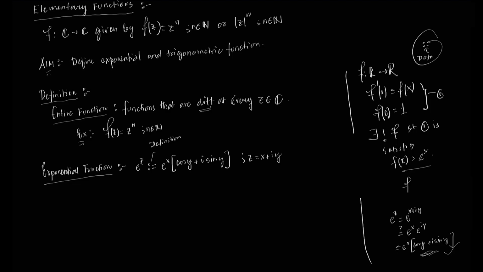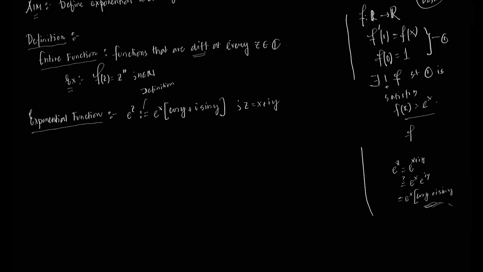Now, with this in mind, what we want to do is explore some properties of this thing. If we define something like this to be an exponential function, we want to get some properties out of it. So the first property is this. Property 1: e^(z1 + z2). Let's see what happens.